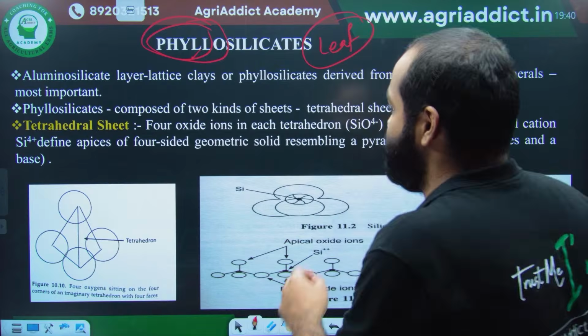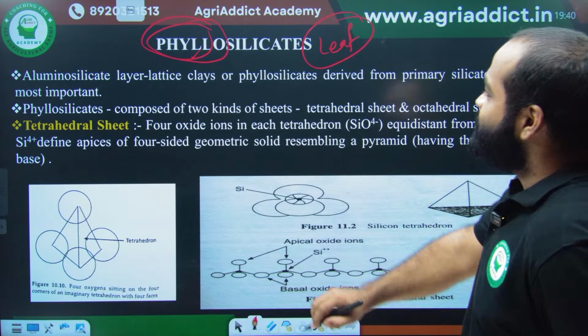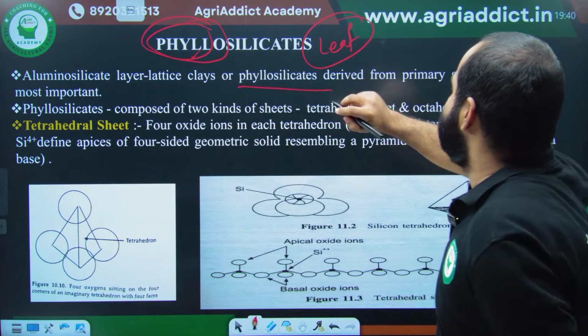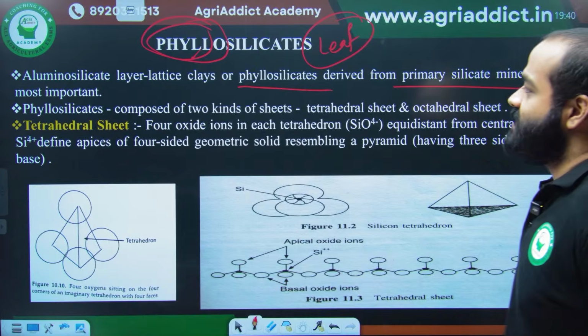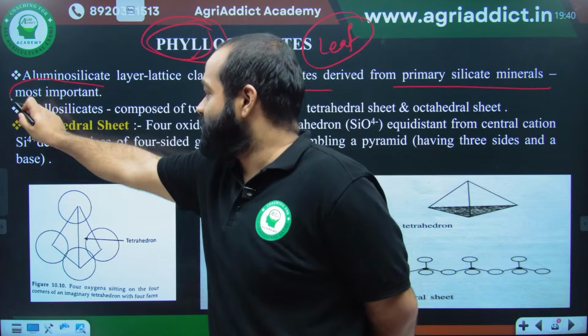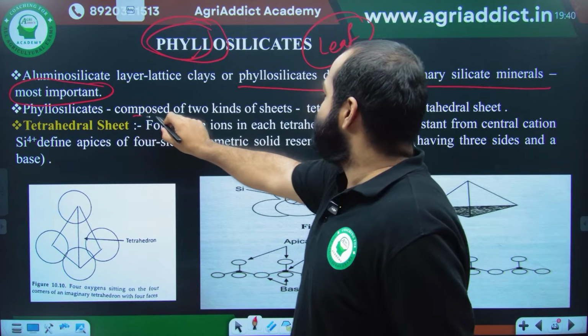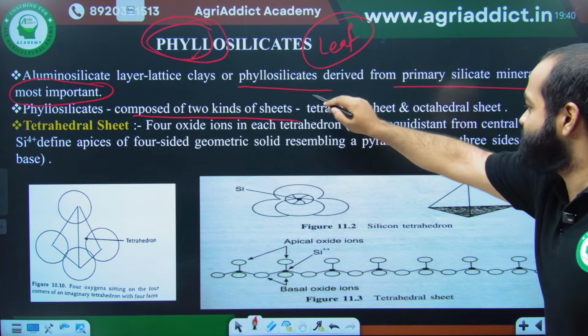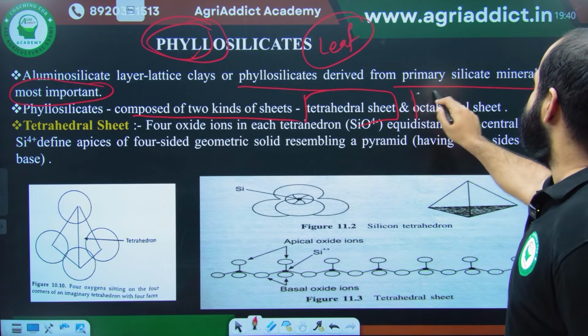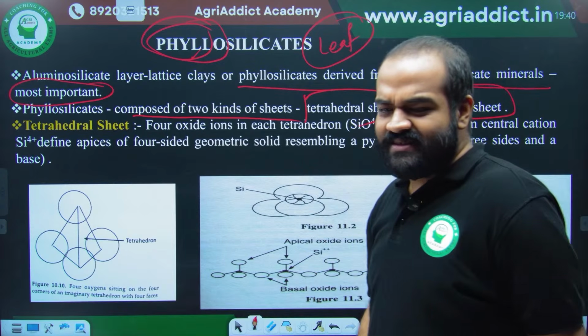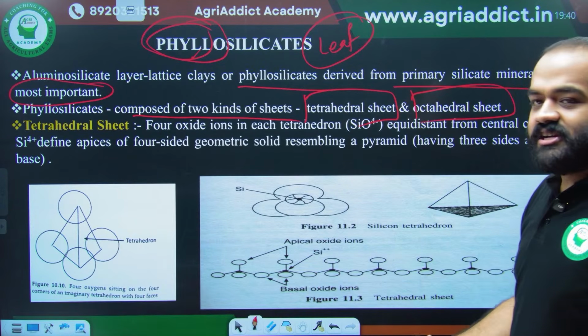Yes, exactly correct. So aluminosilicate, layer lattice clays or phyllosilicates are derived from primary silicate minerals. These are the most important, right? Most important, remember this. Phyllosilicates are composed of 2 kinds of sheets, tetrahedral sheet and octahedral sheet. All of you know this. This is nothing new. What is a tetrahedral sheet?